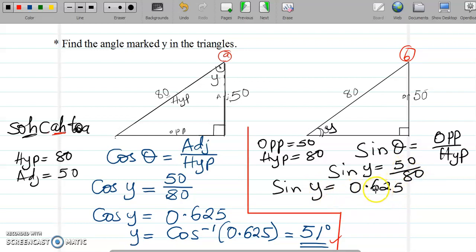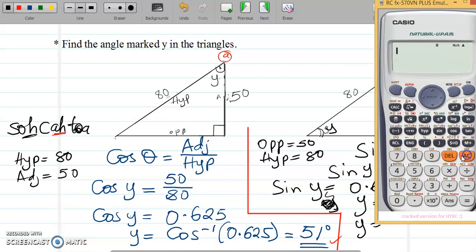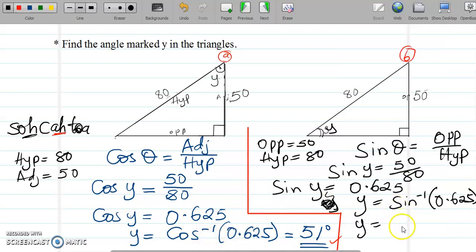So for me to find the angle, we find the inverse sine of this. So Y is equal to sine inverse of 0.625. Check shift sine, which gives us sine inverse of 0.625. That gives us 38.6, which gives us 39 to the nearest degree. So this gives us 39 degrees. That's how we solve the question.